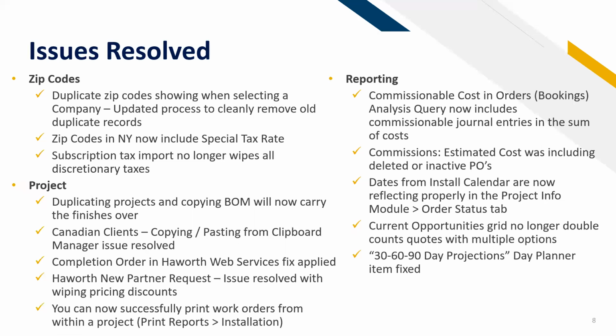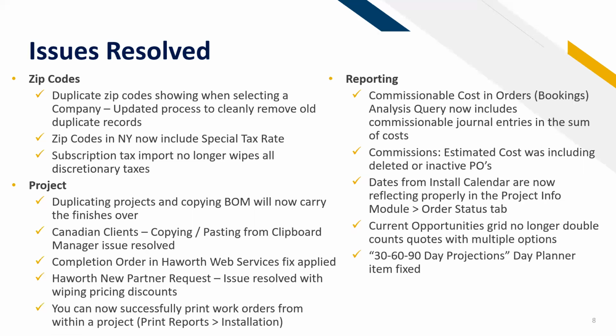And in the order status that we introduced last update, the first install date and the last install date will now be correct. I believe before they were both showing the first one. In the current opportunities, which was also updated last update, it will no longer double count any quotes with multiple options within the quote. And the 30, 60, 90-day projections day planner item wasn't showing anything within those time periods, so that's been corrected as well. It was only showing the 30, the 60, and the 90.